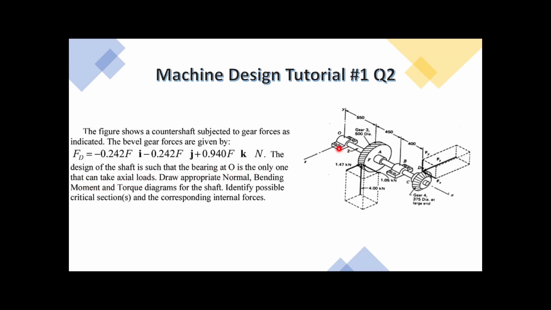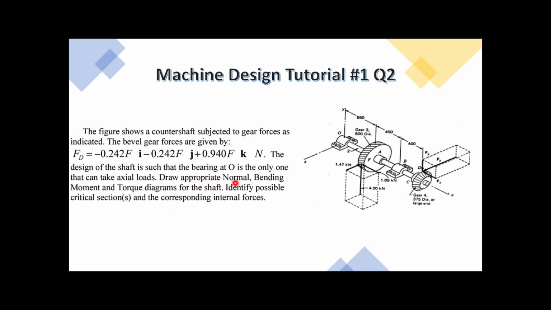So in the figure we can see that there's a countershaft. It has two bearings O and B and it has two gears A and D. As we can see there is a force mentioned here and it is given by this equation for the bevel gear at D. And it's also mentioned that only bearing O can take axial loads. Bearing B cannot take axial loads.